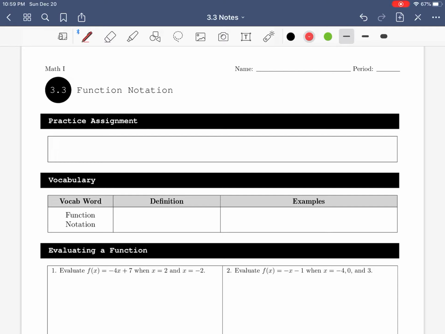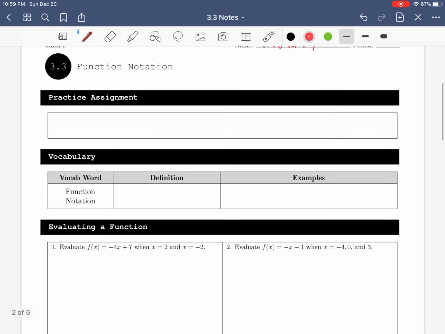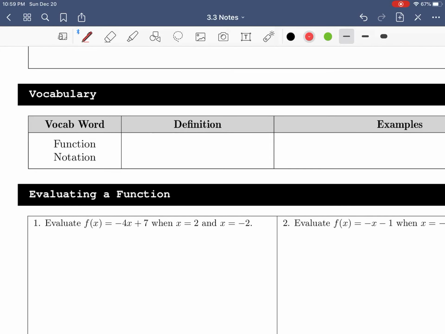Okay, this is notes on 3.3, which is called function notation. Function notation is something that might be a little new to you this year. It is really a more precise way of notating functions, hence the name function notation. So it is a notation that, in a sense, names a function, states the independent variable that you're using, and gives the rule.